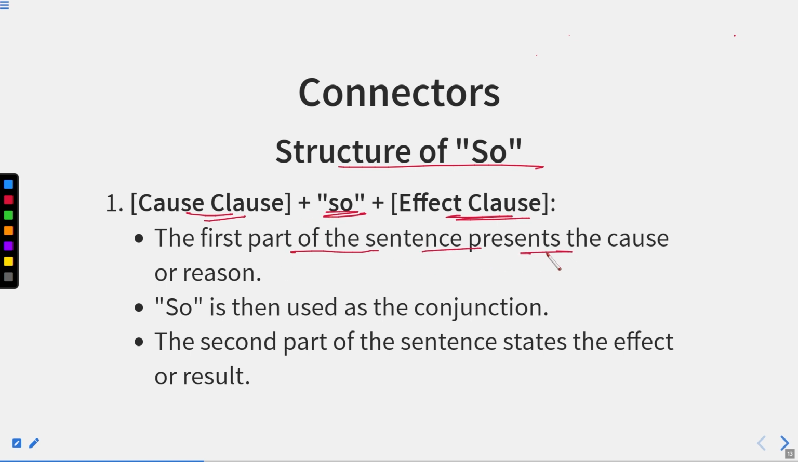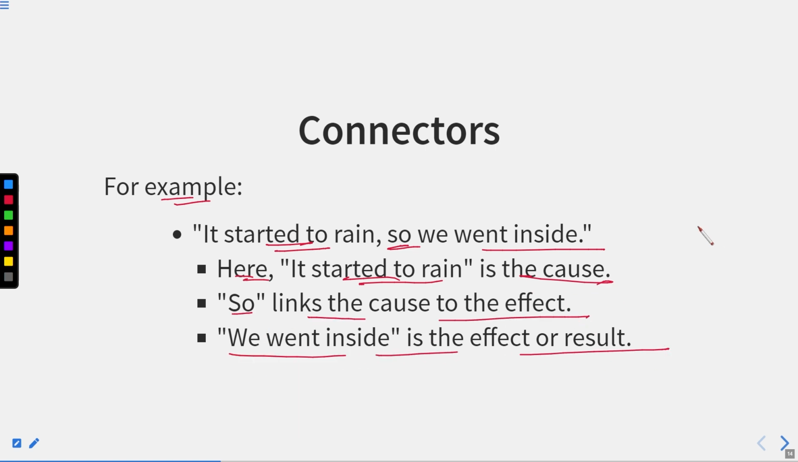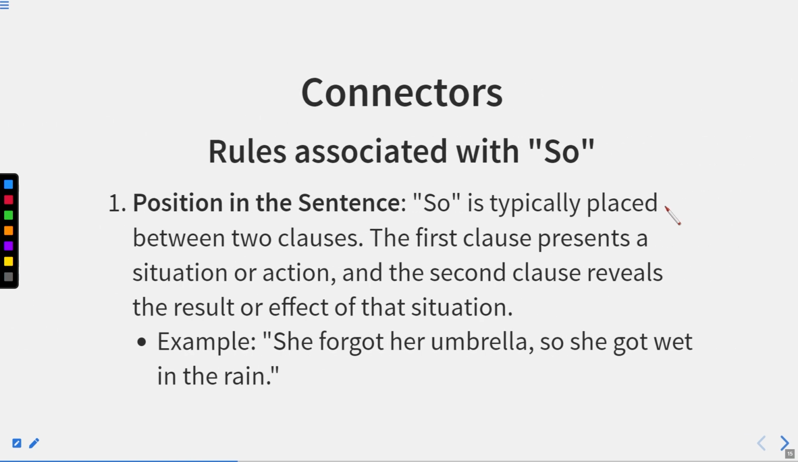The first part of the sentence presents the cause or reason. So is then used as the conjunction that shows the result, and the second part of the sentence states the effect or the result. For example, it started to rain, so we went inside. So why did we go inside? Just because the rain had started. Here, it started to rain is the cause. So links the cause to the effect. We went inside is the effect, or result, or outcome of the situation.